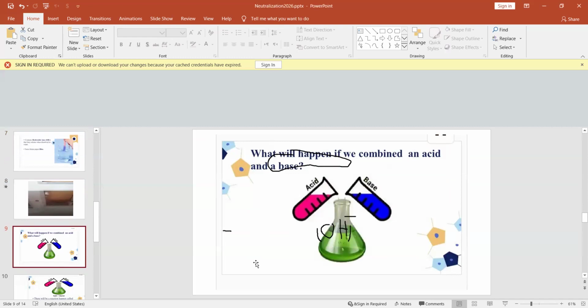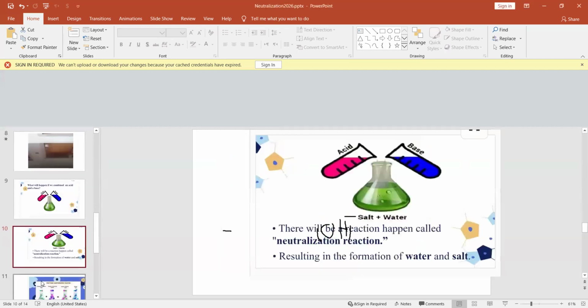That's all. So the other thing that we need to focus on is what will happen if we combine acid and base together. When acid and base are reacted together, what will happen? The reaction will be formed, what we call a neutralization reaction.